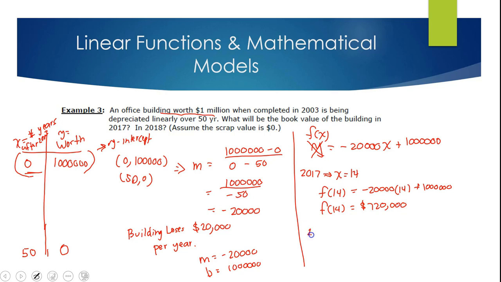2018, no doubt, means that x is going to be 15. So f(15) is going to be negative 20,000 times 15 plus 1 million. So f(15) equals about $700,000.